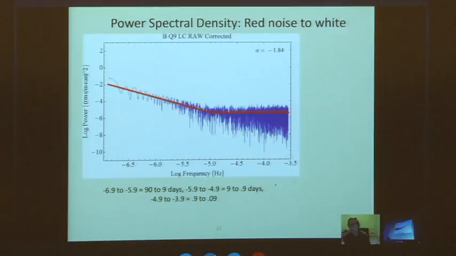And so the next slide just shows one of the power spectra for 1 quarter of one of the objects. And so we get a slope in the low frequency end of about minus 1.8 for this quarter, and it shifts over to white noise at the high frequency end, which is basically instrumental.